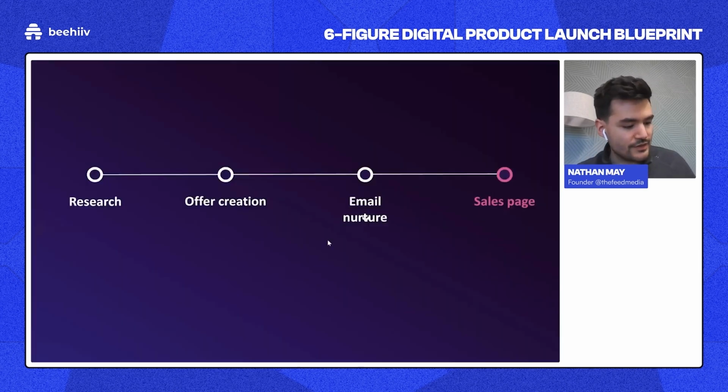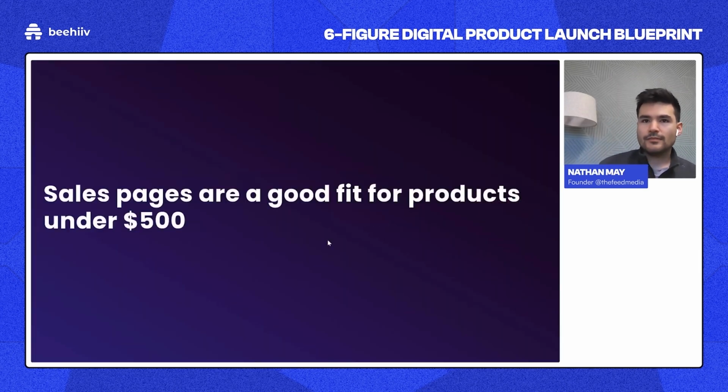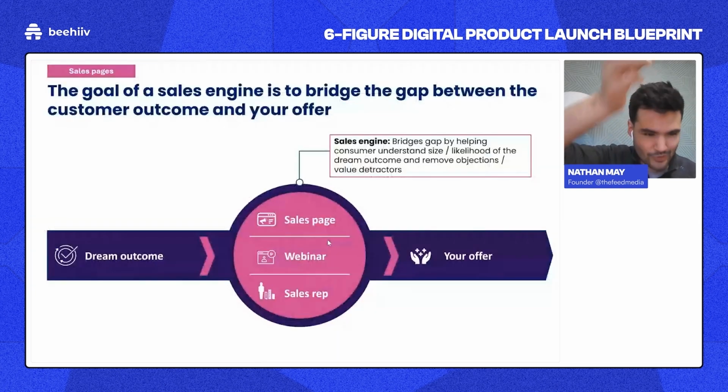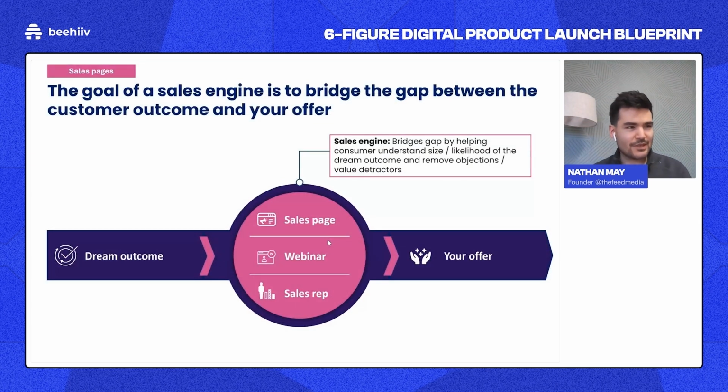All right, let's go into sales pages. I think just a quick thing to orient: when do you use a sales page? When do you use other stuff? I think sales pages are very good fits for products that are under $500. Where the sales page sits from a framework perspective, I almost think of sales pages as one tool in your tool belt of a sales engine, or sales assets. And the job of the group of those things is to connect the dream outcome with your offer. It's to help educate the person on how the thing that they want to achieve will be achieved by your offer. And there's all kinds of stuff that can do that.